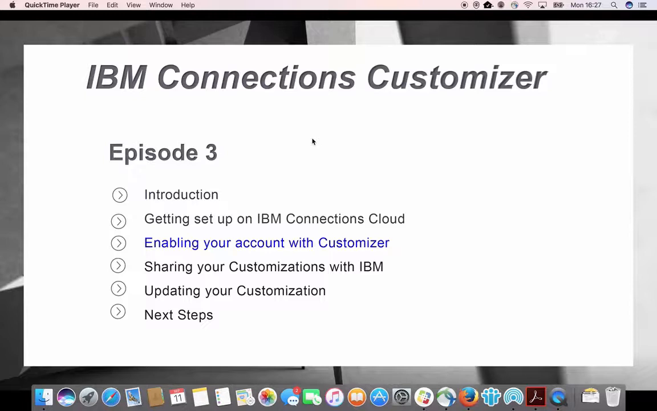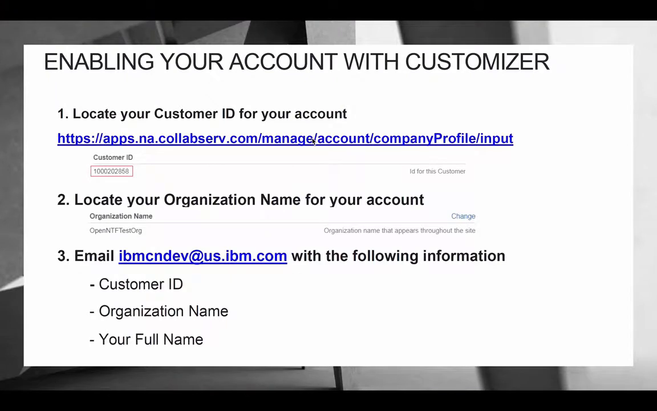So now you have an IBM Connections Cloud account to work with. You just need to enable it for Customizer. In order to do so, you just need to send us a few details. The first being the customer ID for the Connections Cloud environment that you're using, the organization name for your Connections Cloud account, and finally, just your own full name.